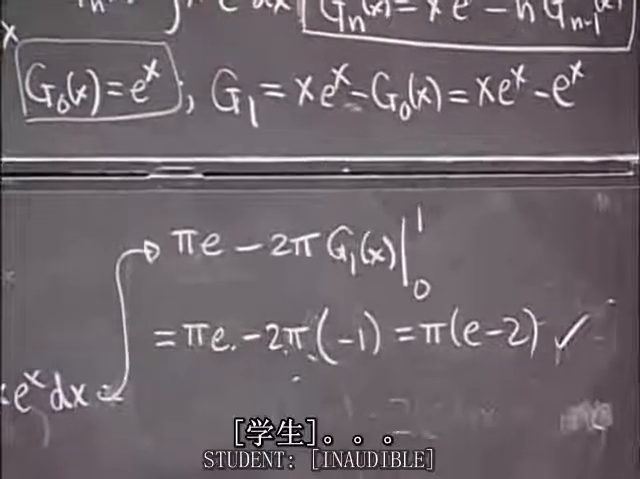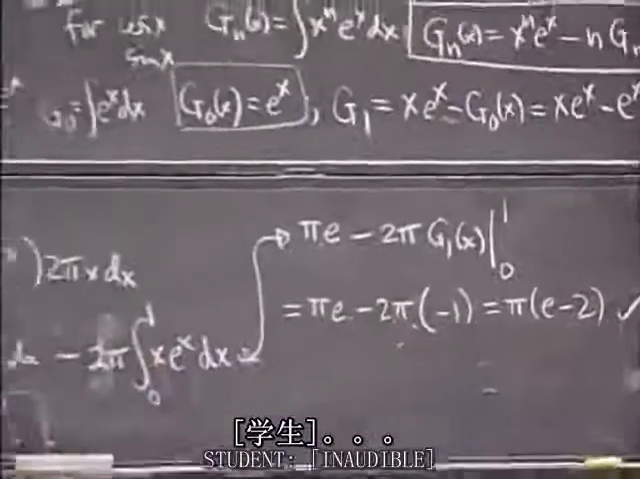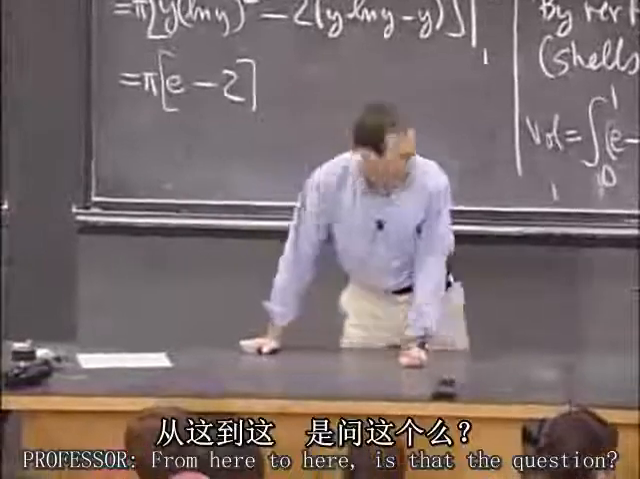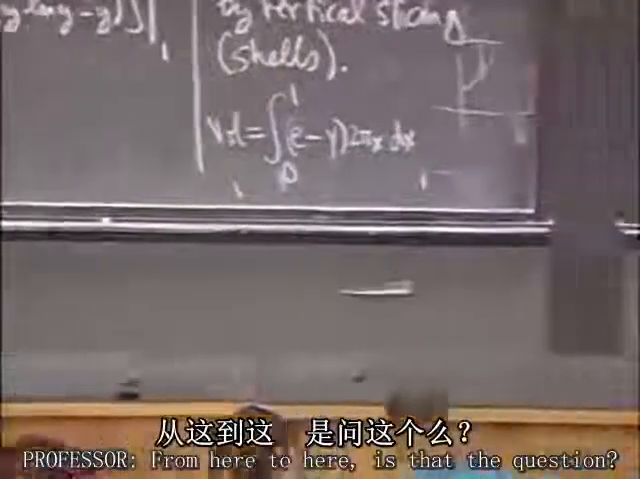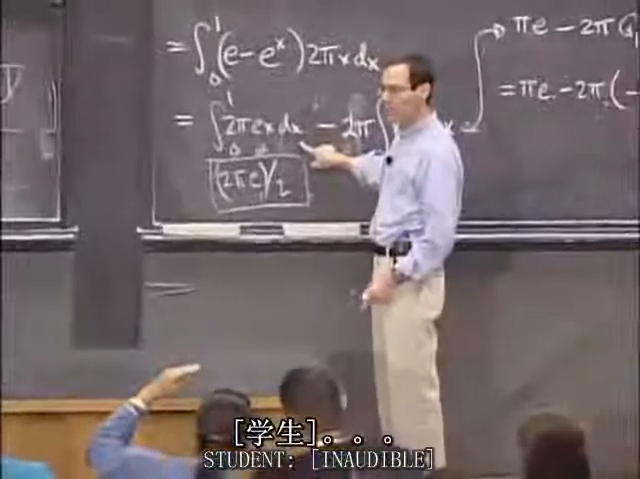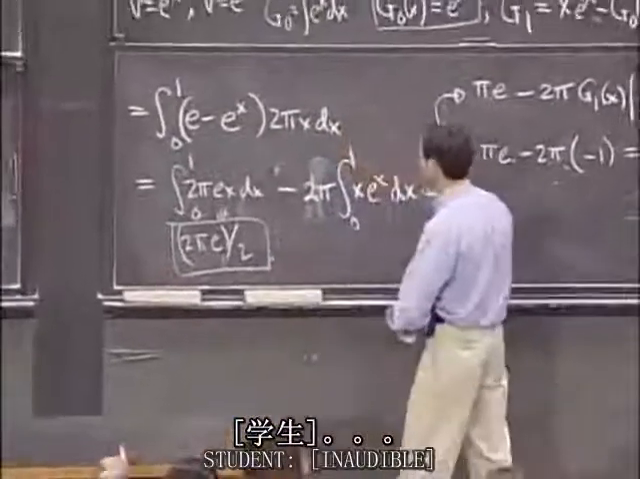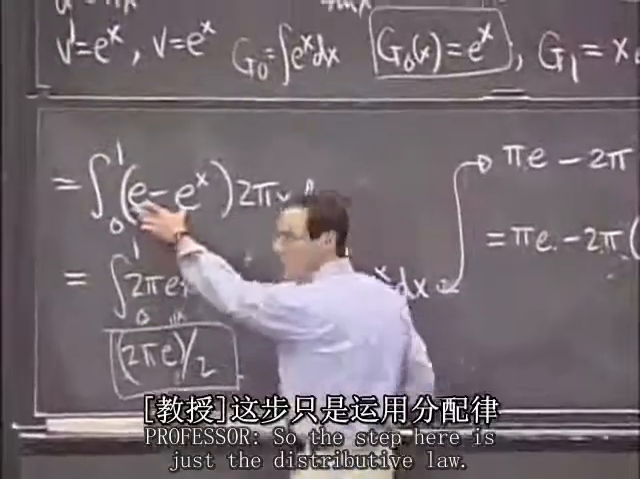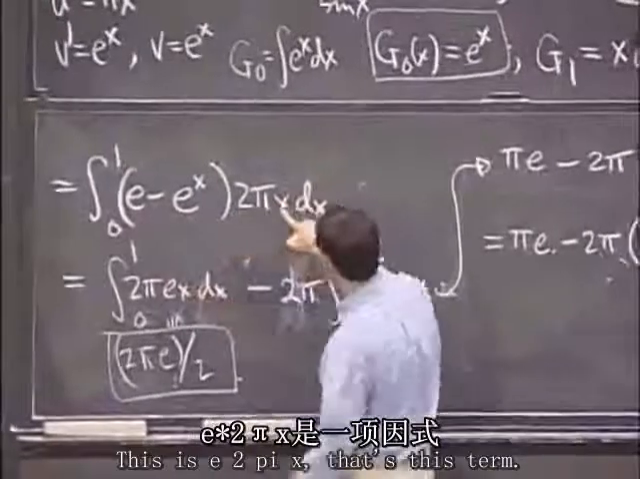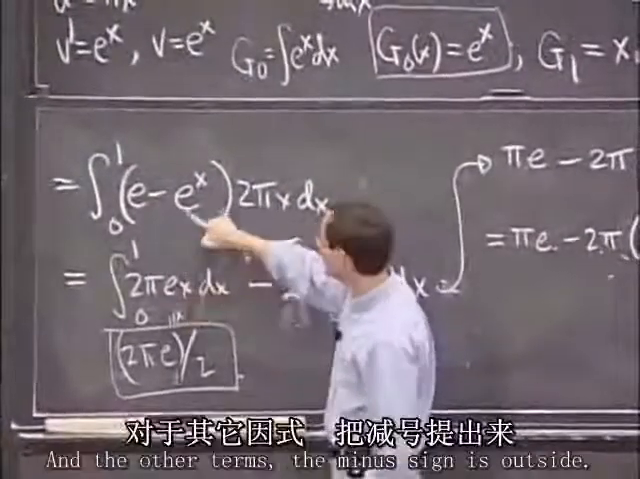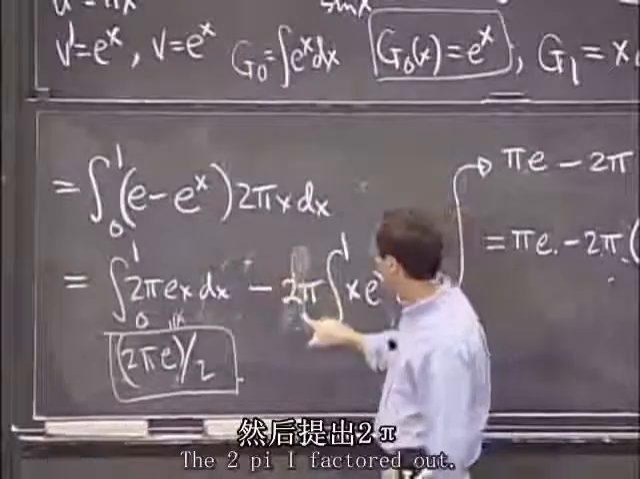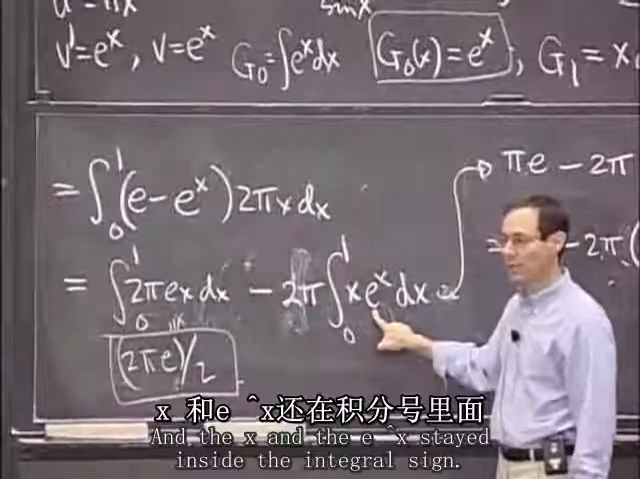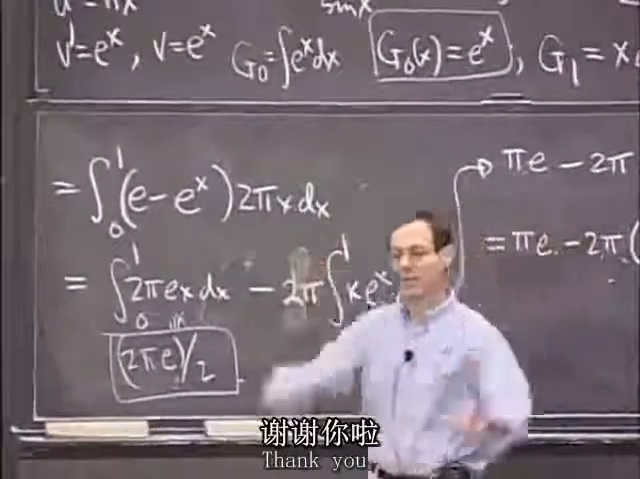Yeah, question. From here to here, is that the question? The step here is just the distributive law. This is e times 2 pi times x. That's this term. And the other term, the minus sign is outside. The 2 pi I factored out, and the x and the e to the x stayed inside the integral sign. All right. Thank you.